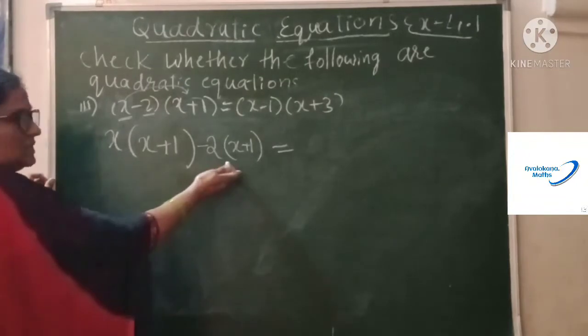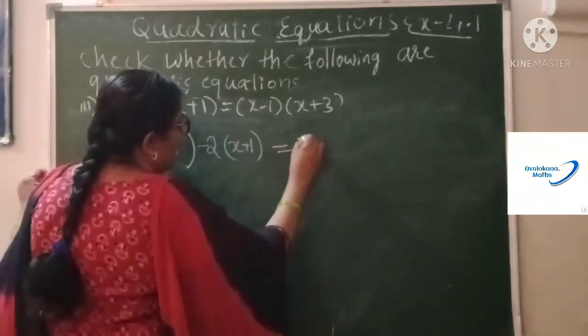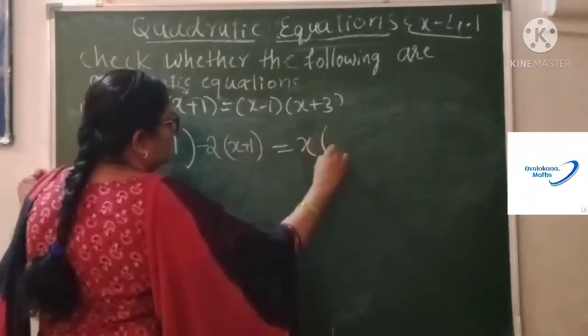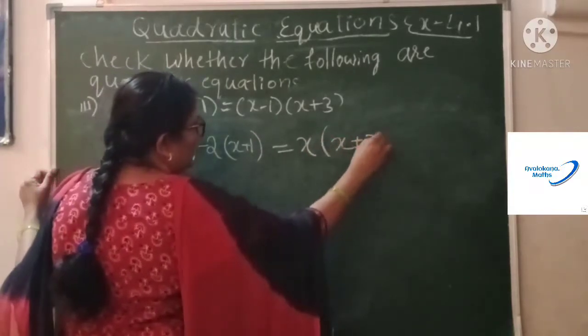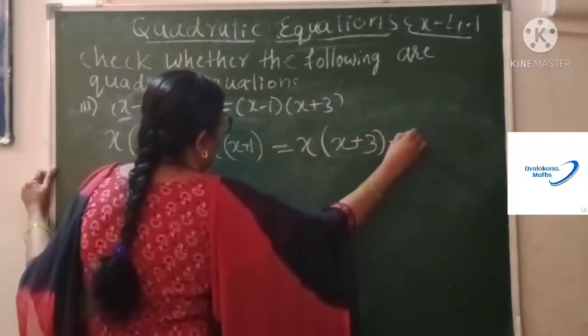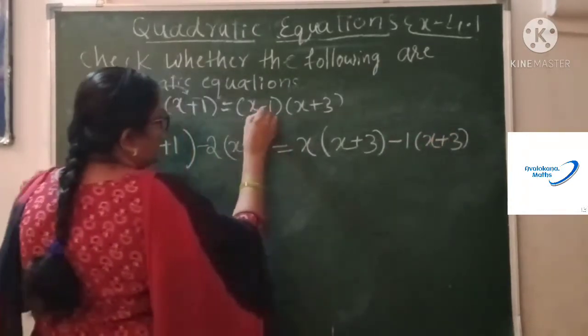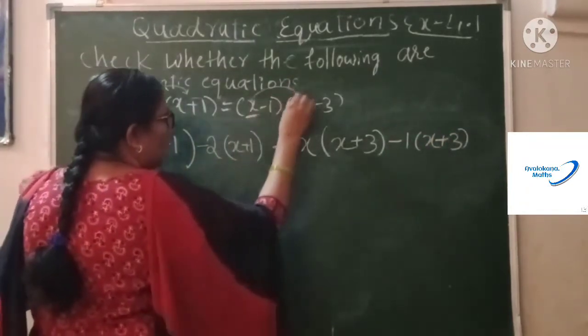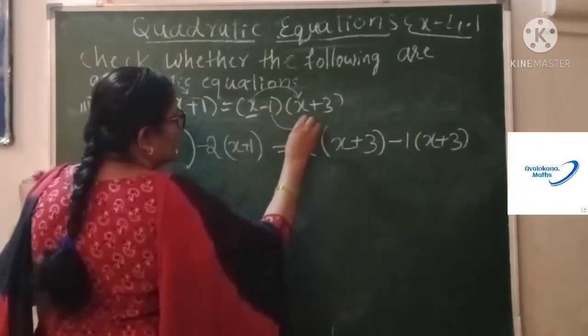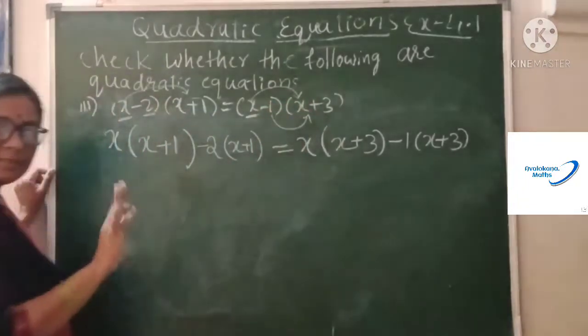So better to go with this way. So now you have the same thing following here: x into (x plus 3), you have minus 1 into bracket (x plus 3). Very simple. First what I did, I multiplied x with the whole bracket, and this minus 1 with this whole bracket. Okay, step by step we will solve.